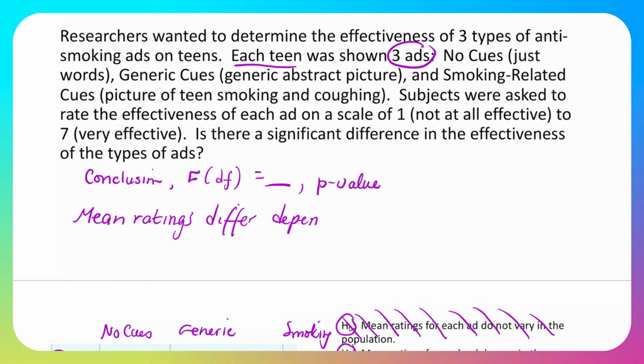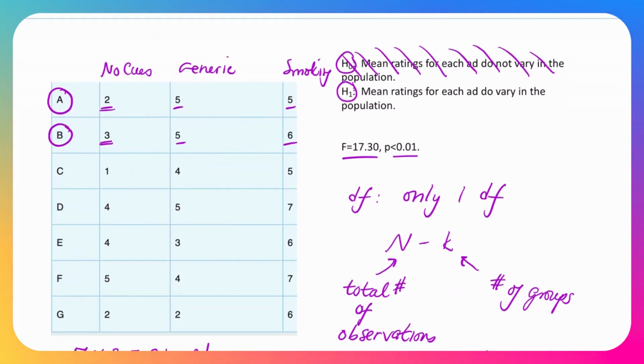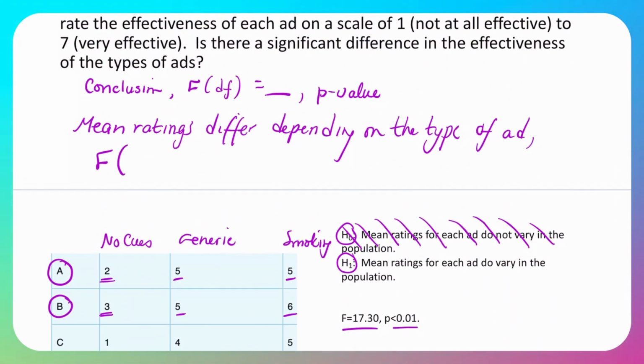depending on the type of ad. So that's my conclusion. And I would say my F statistic with, I think we said 18. Let's just check. Yeah. With 18 degrees of freedom was 17.30, and my p-value was less than 0.01. So that's one way we could write, in APA format, the results of that hypothesis test.